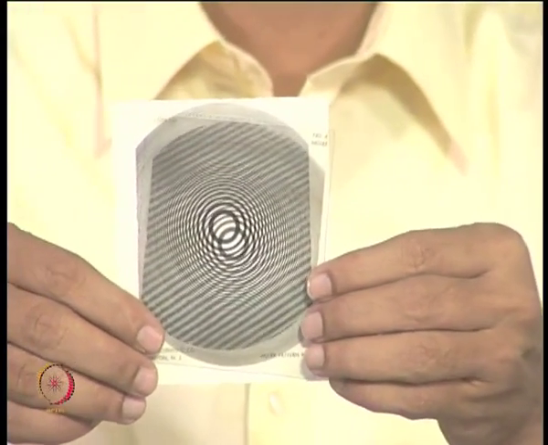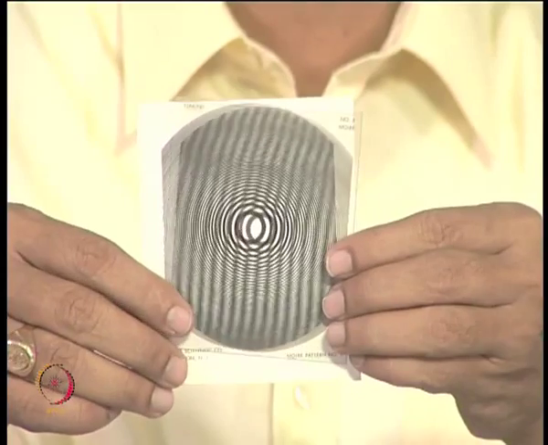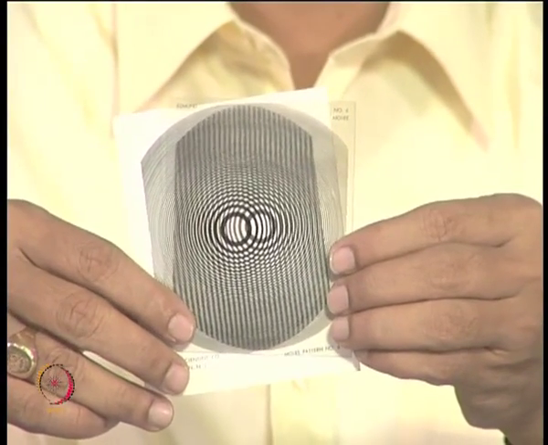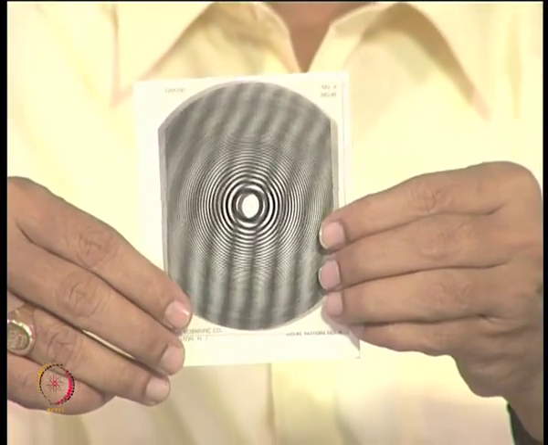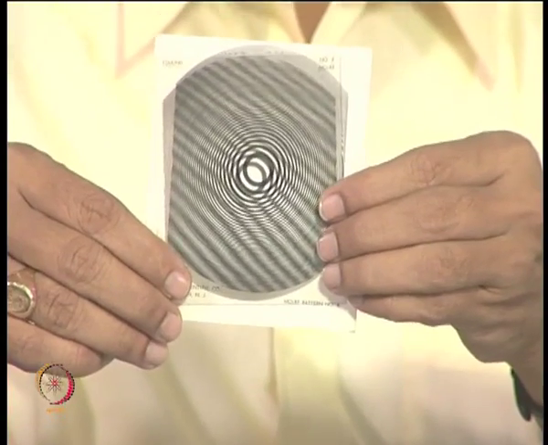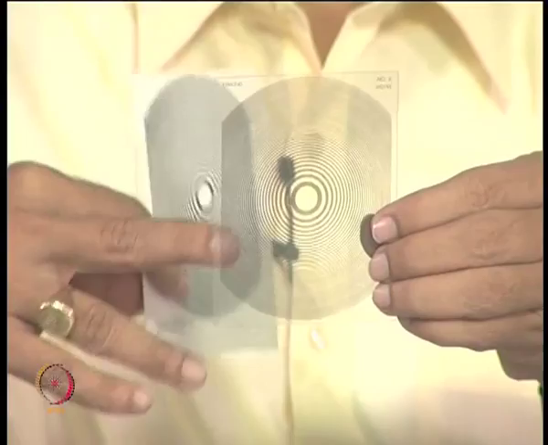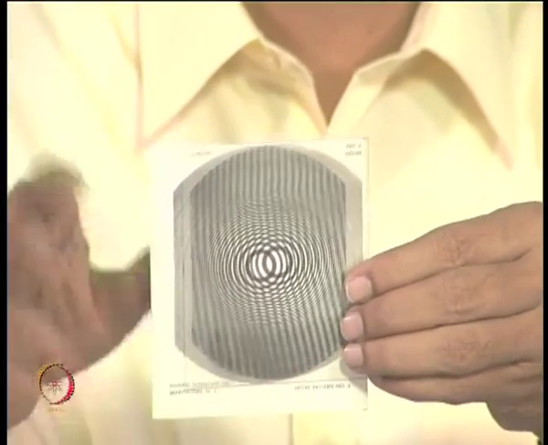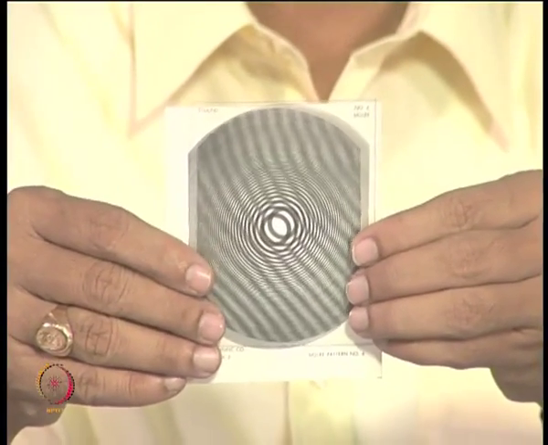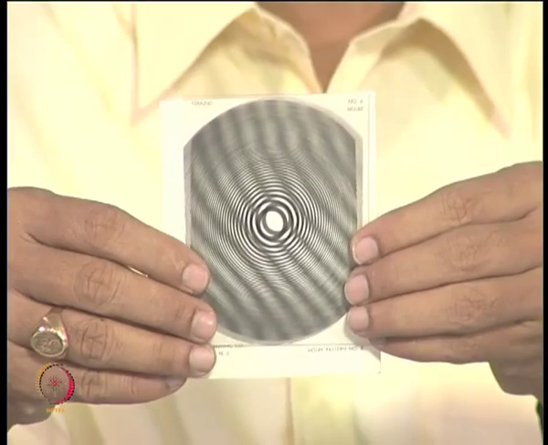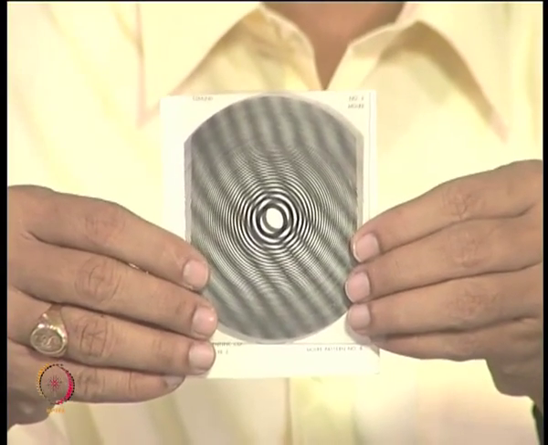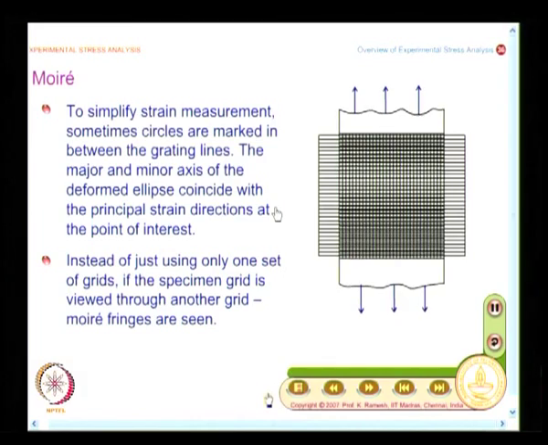And now you have another set of grid pattern where I have concentric circles, and when I move both the grids, I get a different set of patterns. So, what you have here is called a grating, and one is pasted onto the specimen and viewed with another one. So, you have a master grating and a specimen grating.